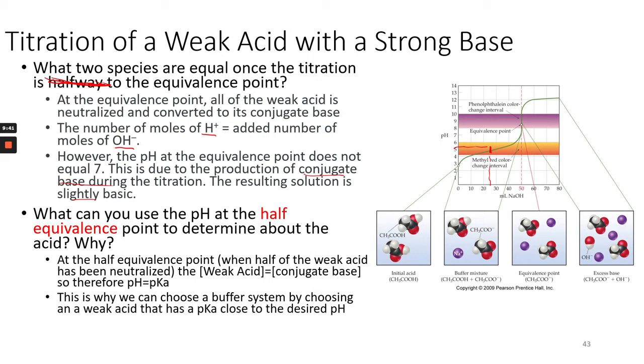What can you use the pH at the half equivalence point to determine about the acid? Well, at the half equivalence point, your pH is equal to your pKa. So you could use it to calculate your Ka for your acid. So at the half equivalence point, when half of the weak acid has been neutralized, that means the concentration of your weak acid is equal to your concentration of your weak base. Therefore, pH is equal to pKa. This is why we can choose a buffer system by choosing a weak acid that has a pKa close to the pH that we're looking for.